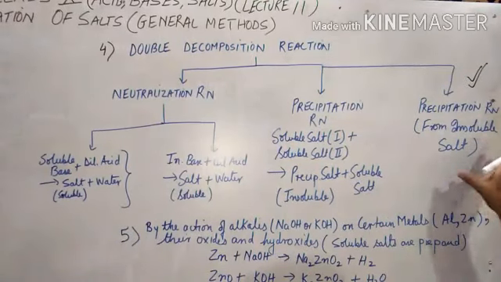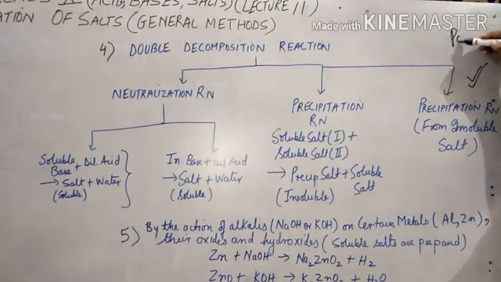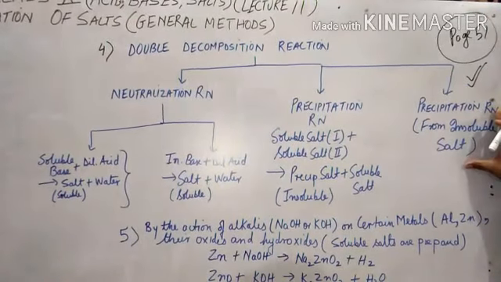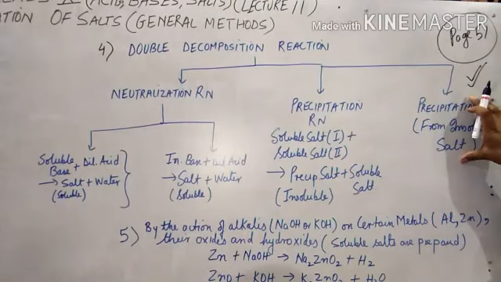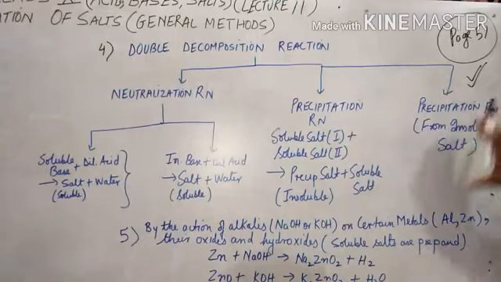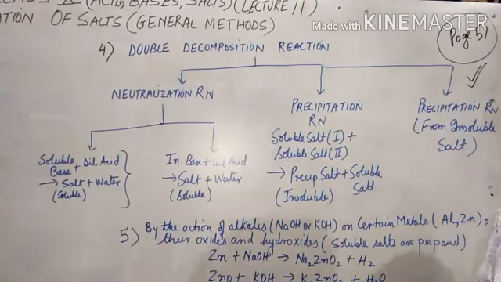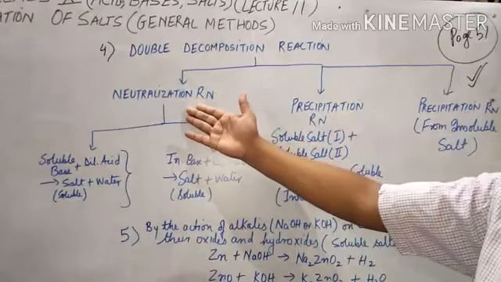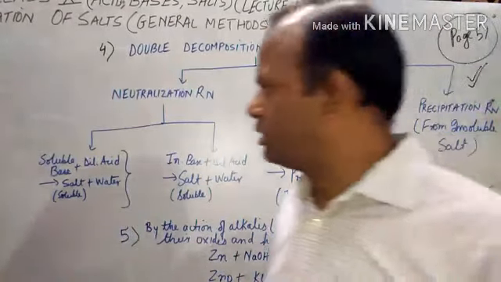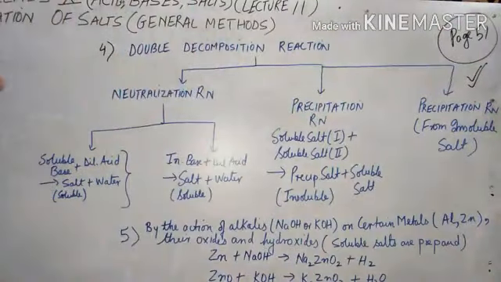This precipitation reaction is given in the book on page 51. That is the topic from where it has been taken, and that is to be covered by you also. You have to cram it, and I will make you understand the basics. It's a very simple one. So double decomposition has neutralization reaction, precipitation reaction, and one more precipitation reaction. Now let us start one by one.